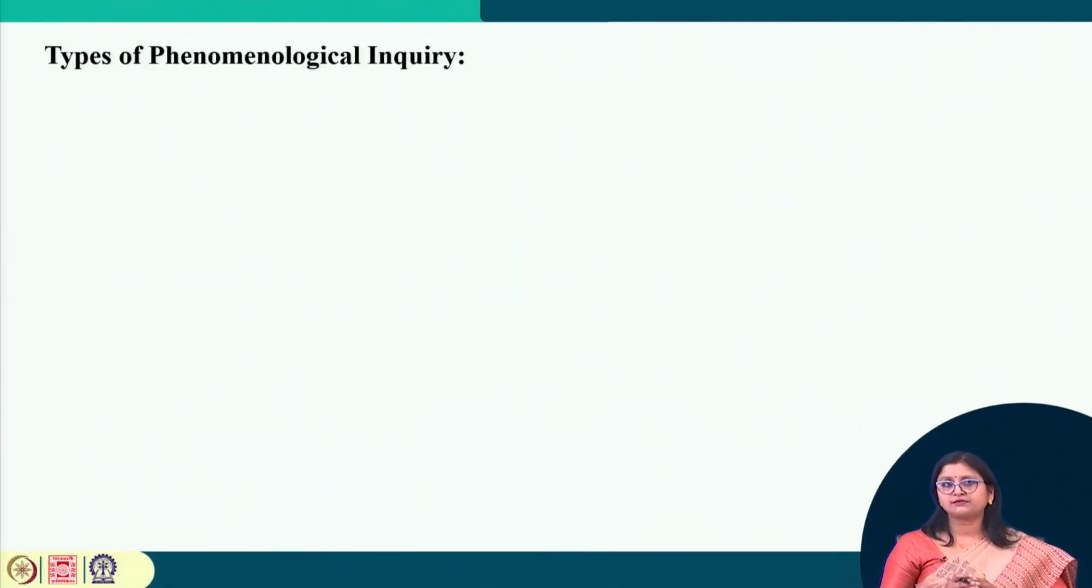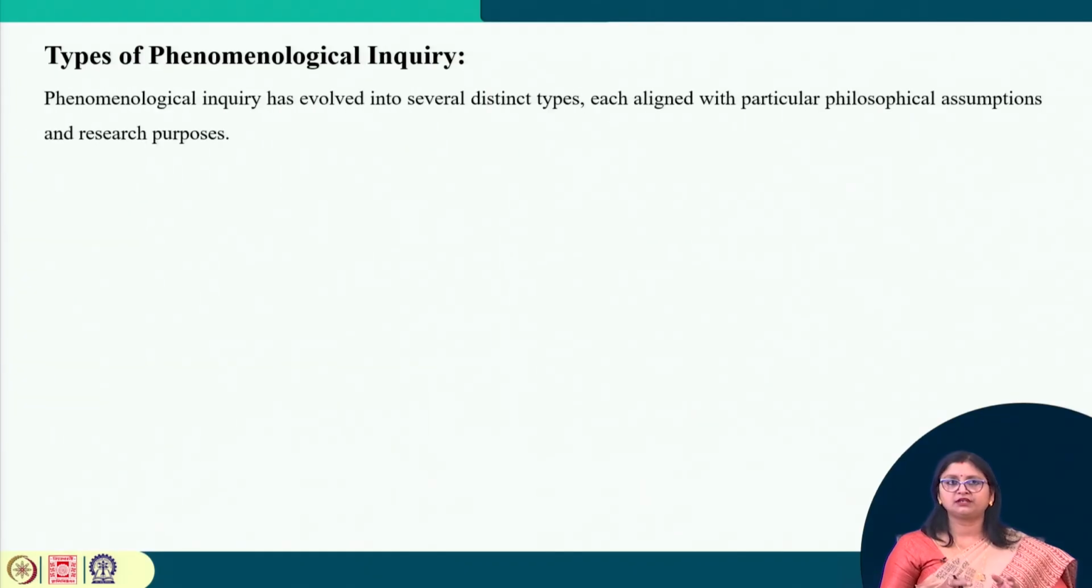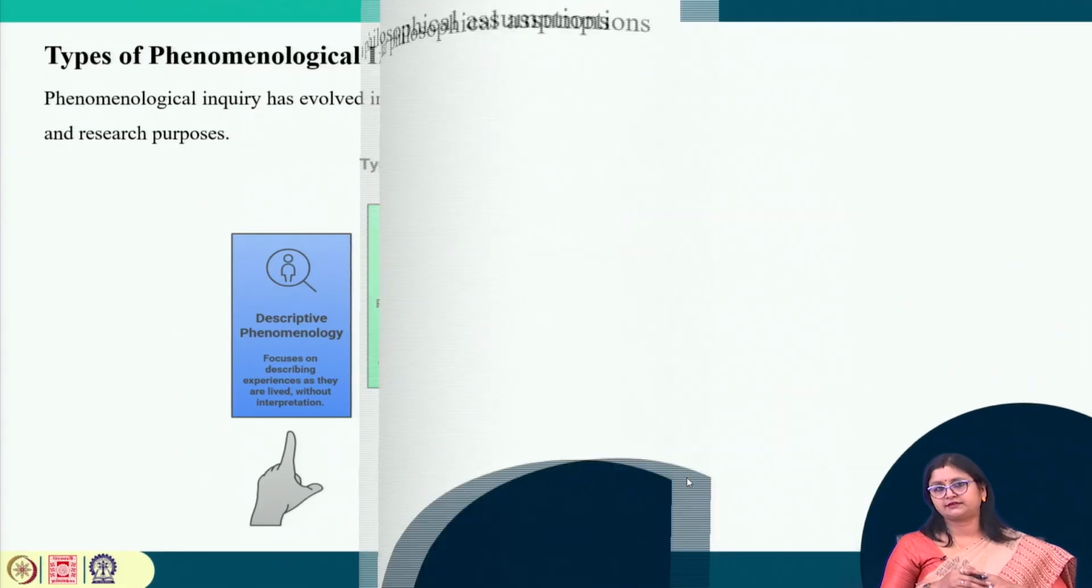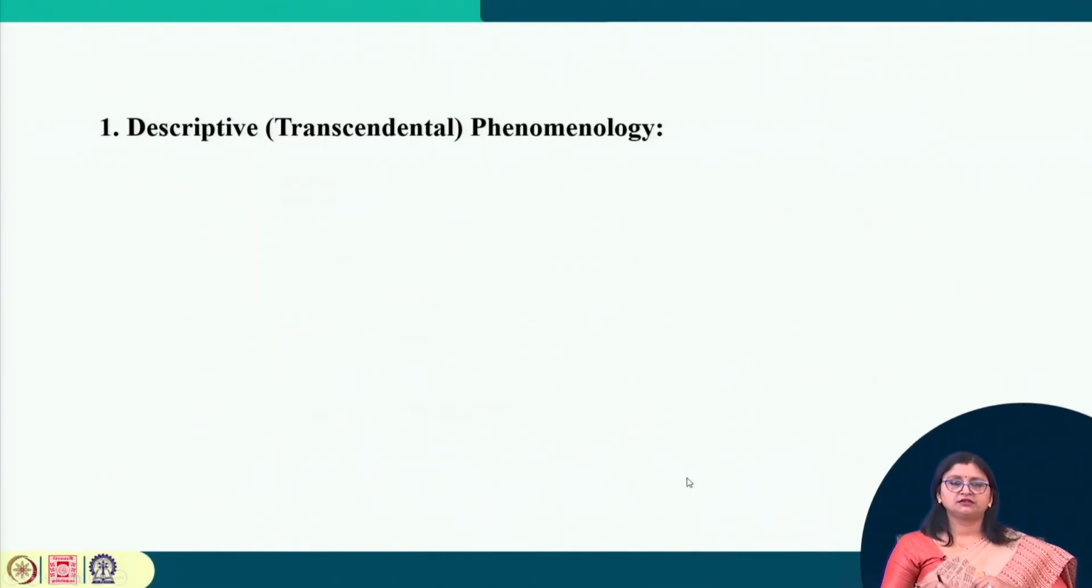Now, the types of phenomenological inquiry. In many research books you will find four types of phenomenological inquiry, and I have tried here to give you a simple visual for the types. One is descriptive phenomenology, second is interpretive phenomenology, then existential phenomenology, and the fourth one is phenomenology of practice. So, let us start one by one.